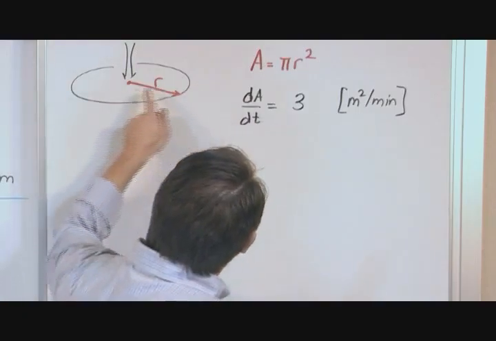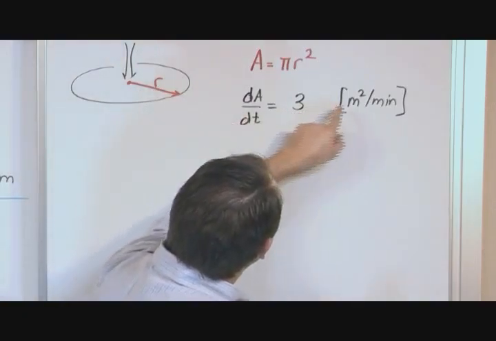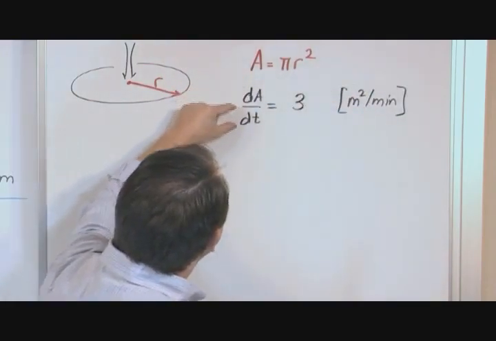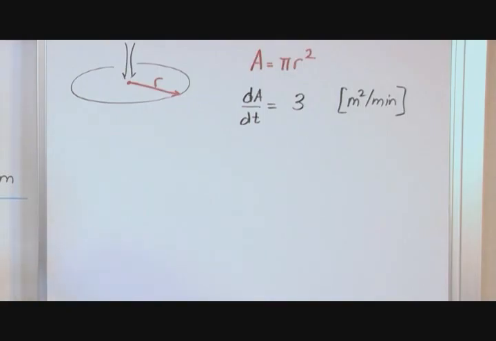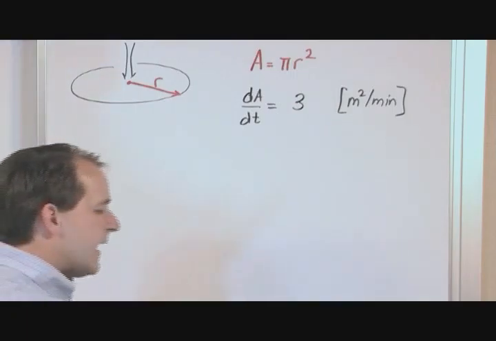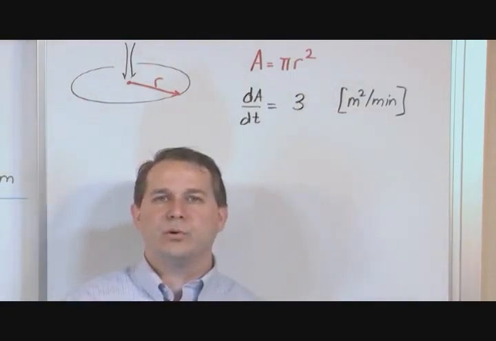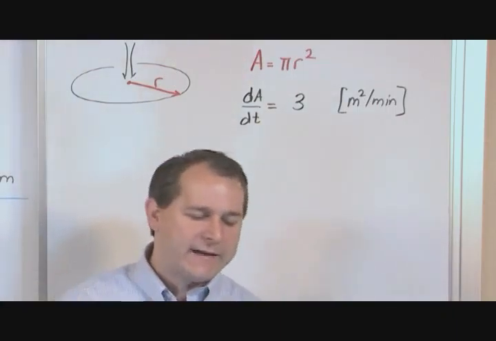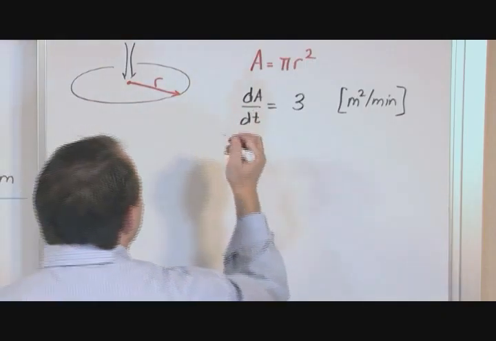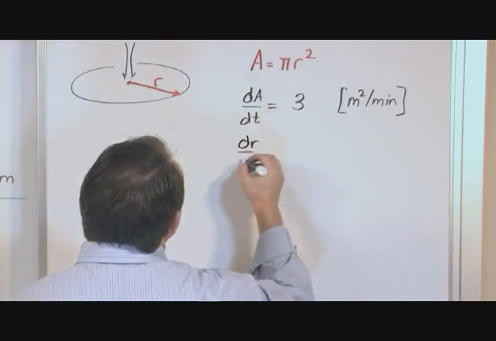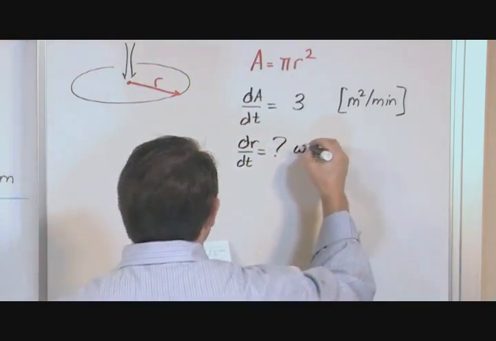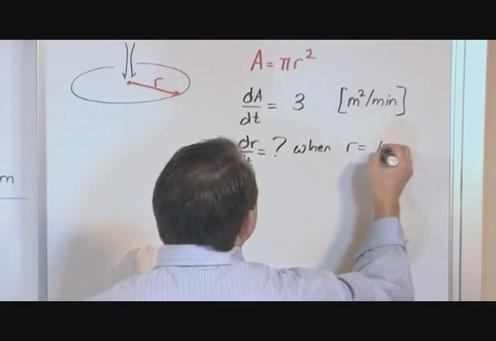The rate of change of the area of this puddle is increasing at a rate of 3 square meters per minute. And this is a unit of length per time. So everything is totally self-consistent. Now the other piece of information, after we're given that: how fast is the radius of the pool increasing? So that's it right there. How fast, that's derivative. How fast is the radius of the pool increasing? So the radius, how fast? So dr/dt is equal to question mark. I don't know what it is. That's what I want to know. When the radius is equal to 10 meters.